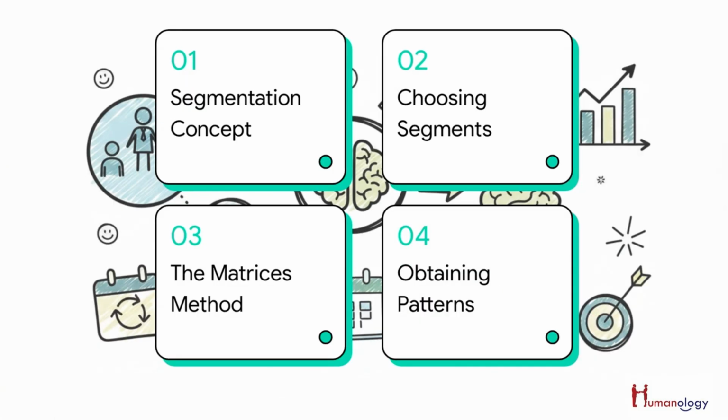Here's the roadmap for today's explainer. First, we'll hit the segmentation concept. Second, choosing suitable market segments. Third, we'll look at the matrices method. And finally, Section 4, obtaining customer patterns.